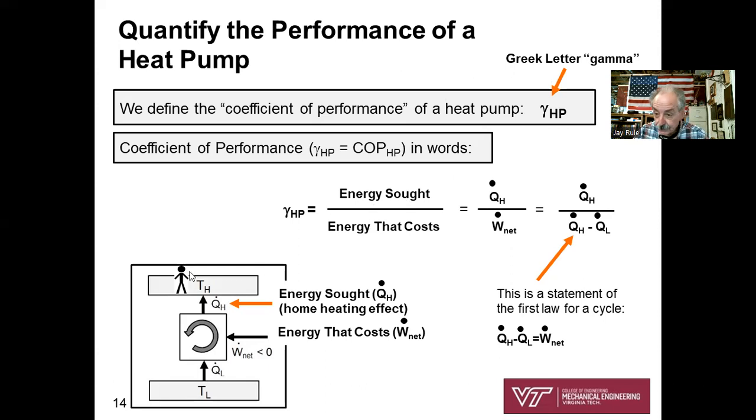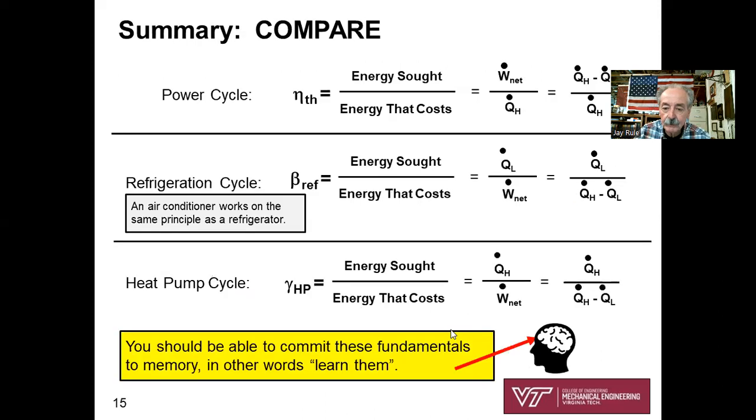Look at your schematic. What are we seeking? We're seeking to stay warm: Q dot H. The energy that costs us: we've got to buy electric power to run the compressor, W dot net. Again, we apply the first law. So gamma for the heat pump, the coefficient of performance for the heat pump, is Q dot H divided by Q dot H minus Q dot L, which is in fact W dot net. It's my hope that these things fall into place for you.